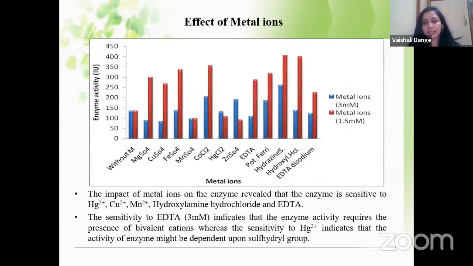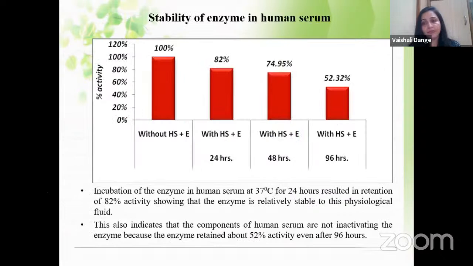After that, these are the different types of metal ions that I have shown. I have seen the effect of the different types of metal ions on the enzyme activity. So here mercury, cupric ions, and manganese ions are showing sensitivity towards the enzyme, in my literature survey as well as in my research also.